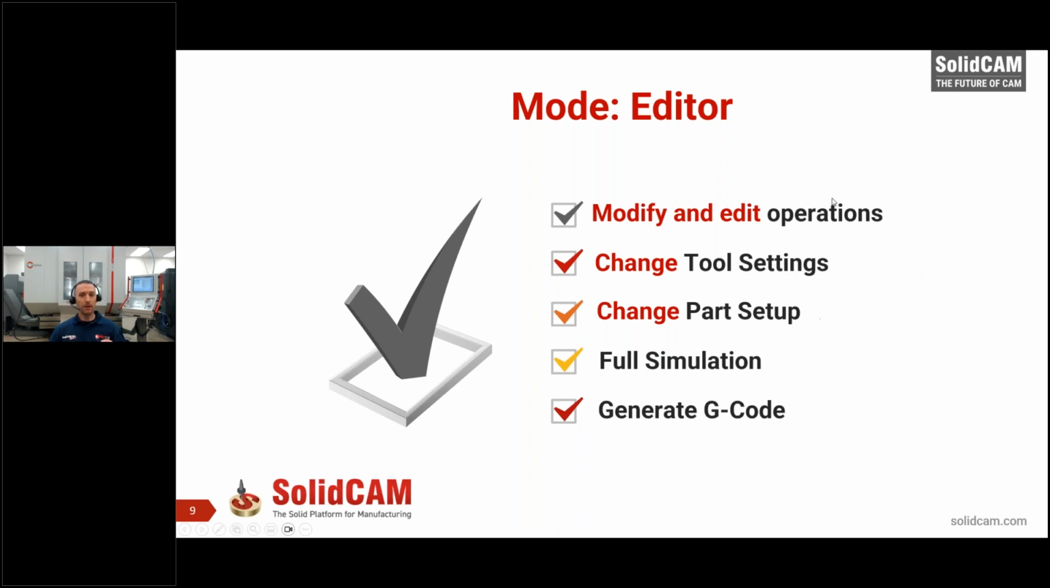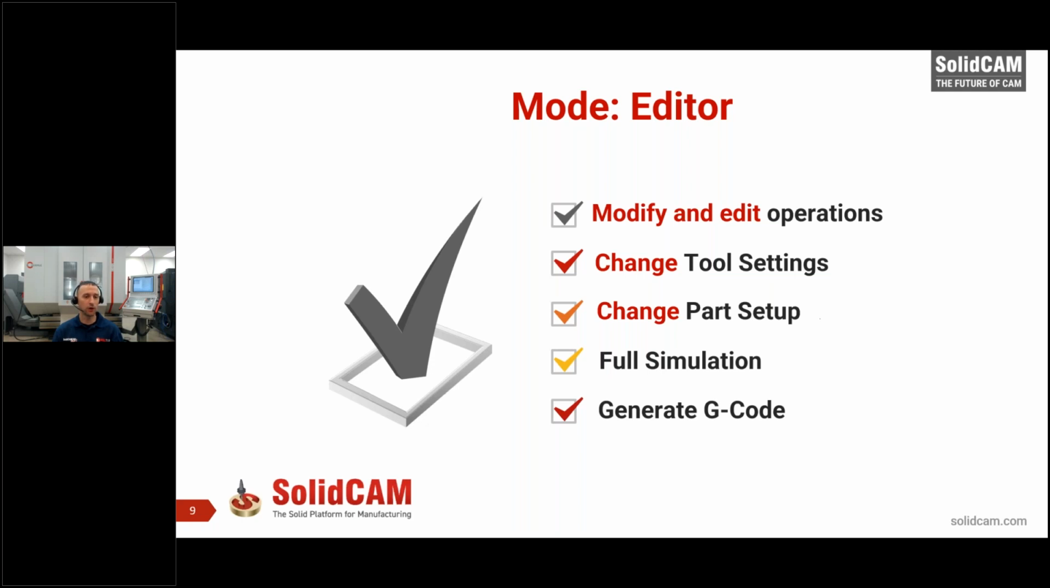In editor, we can modify and edit the operations. This means we have access to everything. So being able to change the wall offsets, clear offsets, step over amounts. If you're doing 3D ball milling and you want to decrease the step over from 5 thou to 3 thou to get a better surface finish, in editor mode, we give access in SolidCAM for operators to everything.